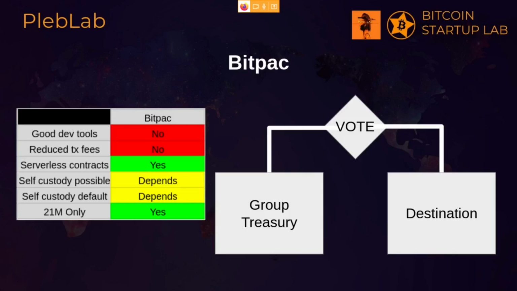Because it's a base layer protocol, it does respect the 21 million coin limit of Bitcoin. You can't use Bitpacs to inflate the supply or create additional tokens. 21 million reflects all economic activity, which is, in my opinion, the best way to be.